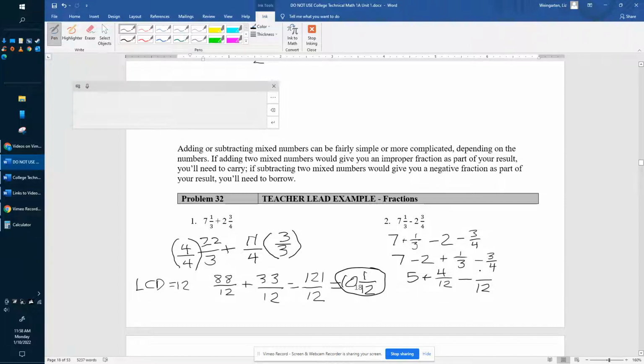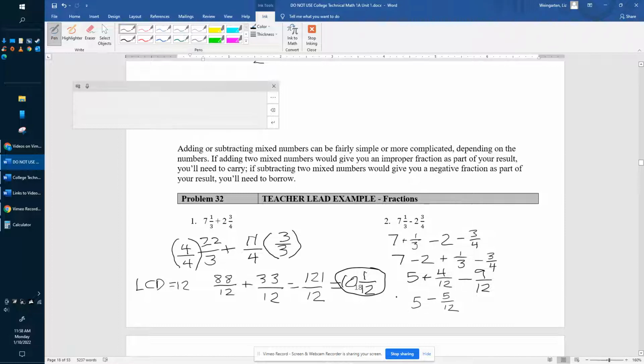So now we have 4 minus 9. We have 5 and negative. 4 minus 9 is negative 5/12. 5 minus 5/12. That's not super friendly.